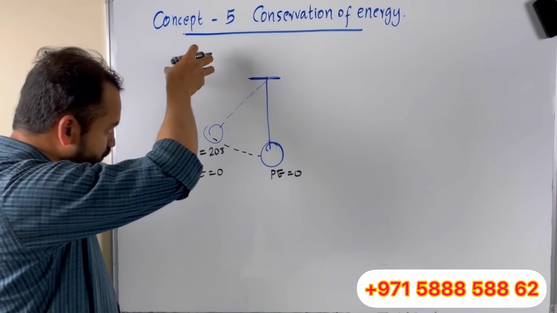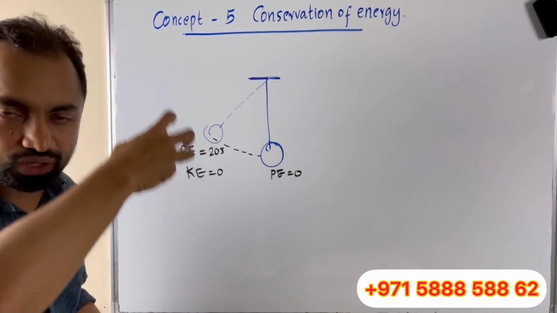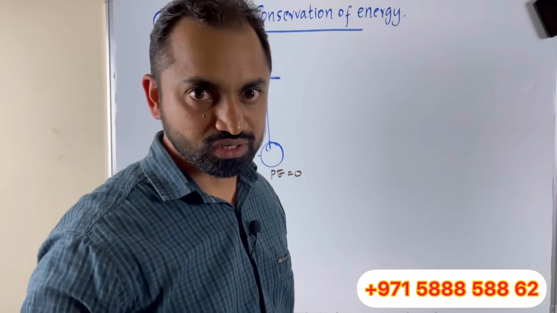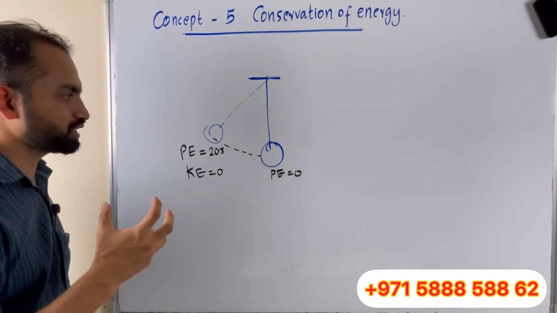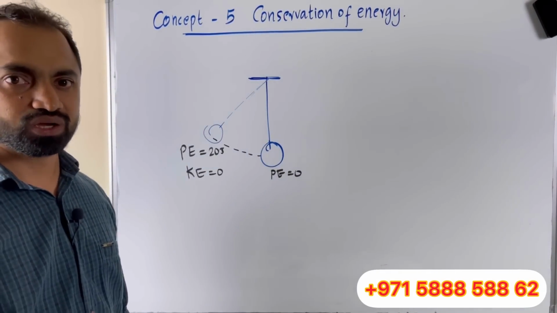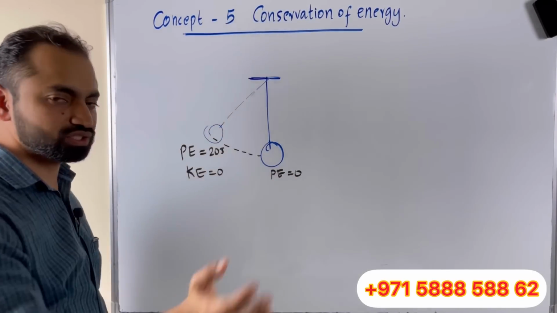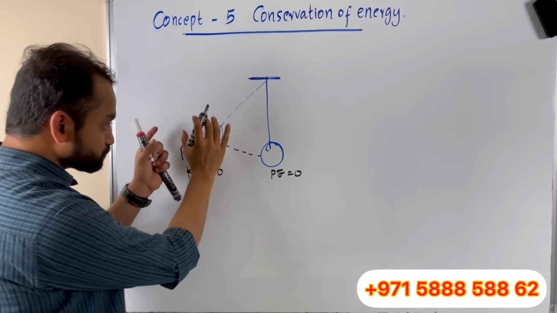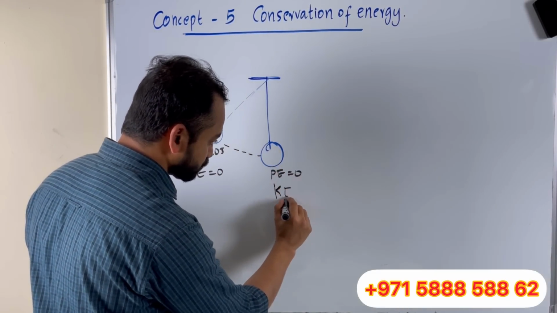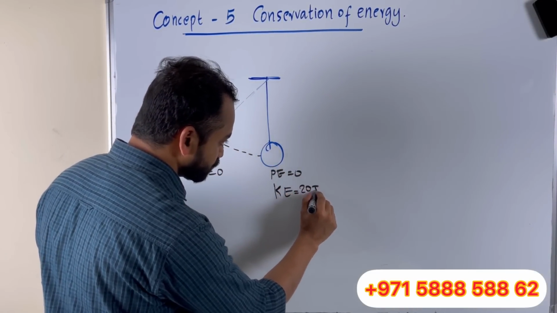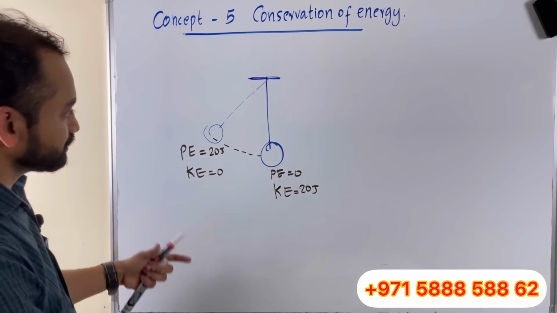Then when you release this pendulum, it moves down, right? When it moves down, its potential energy decreases. Why? Because height decreases. So what happens to that decrease in potential energy? According to the law of conservation of mechanical energy, this decrease in potential energy changes to kinetic energy. So when this pendulum reaches its mean position, its potential energy is equal to 0, but its kinetic energy becomes 20 joule.